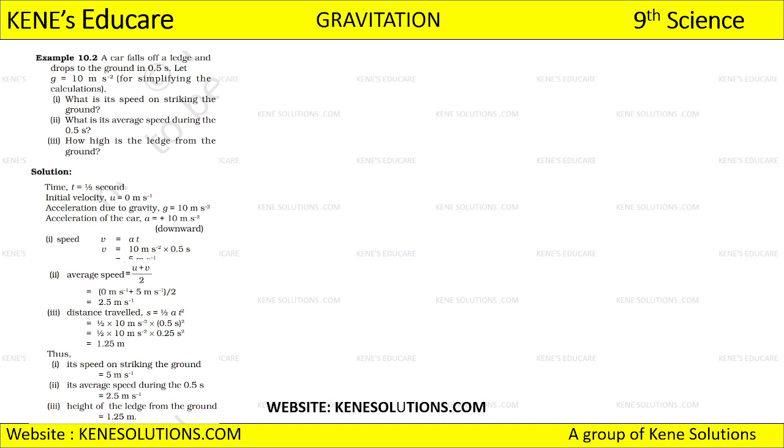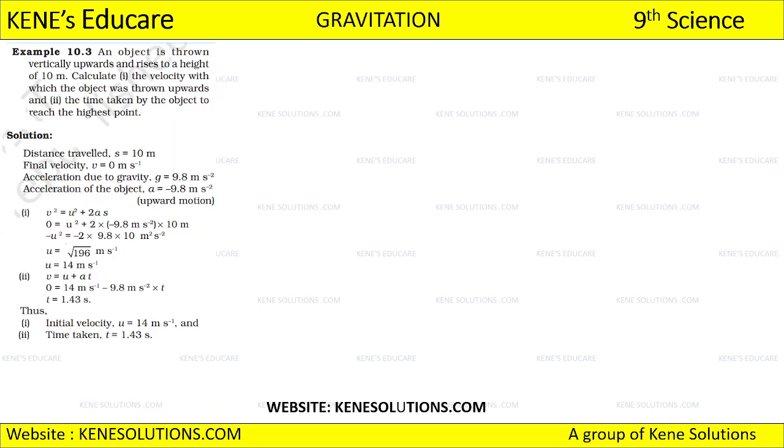After this example, we have one more example that we will be discussing. Whatever formulas we have discussed, we need to apply them properly and calculate properly. Okay. So the next example that we have is: an object is thrown vertically upward and it rises to a height of 10 meter. Calculate the velocity with which the object was thrown upward and the time taken by the object to reach its highest point. Now, before we start doing it, I want you all to understand the question first.